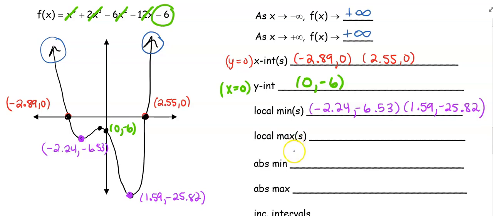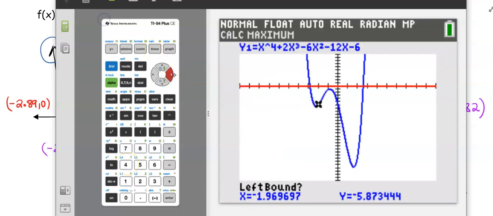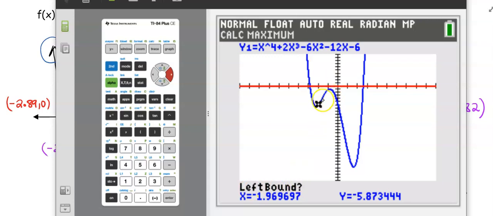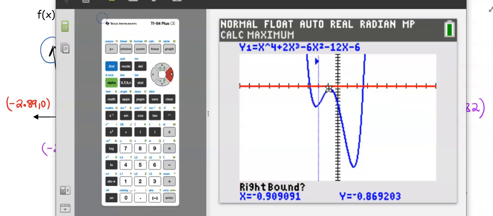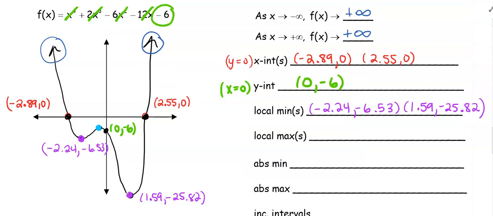Next, we have our local maximums. So if I look through my picture, here, I only have one local max. We're going to do the same thing, second trace, but this time I want number 4, maximum. It's saying first go left. This is my maximum value. I want my cursor left of it. Then I need to cross that point, right, and then back towards the middle, and we get our maximum. You know that you have your calculation once that word has changed, whether it says intersection, minimum, maximum.